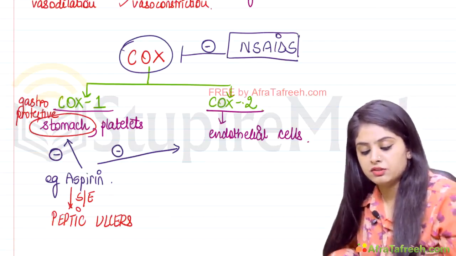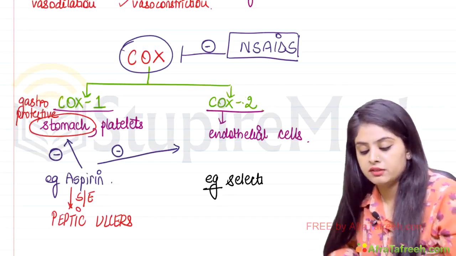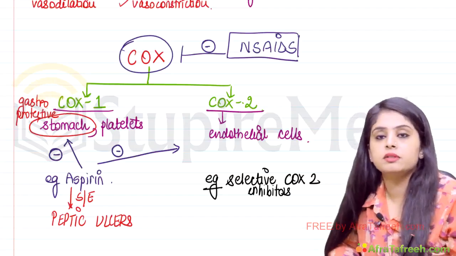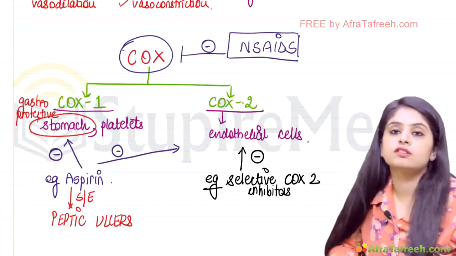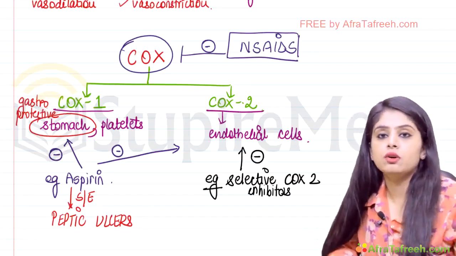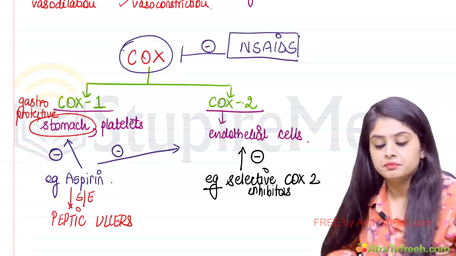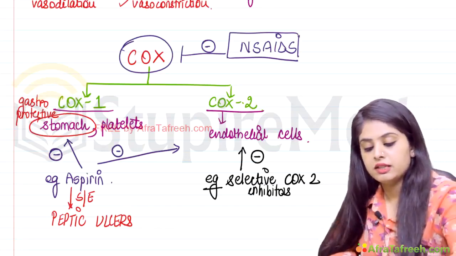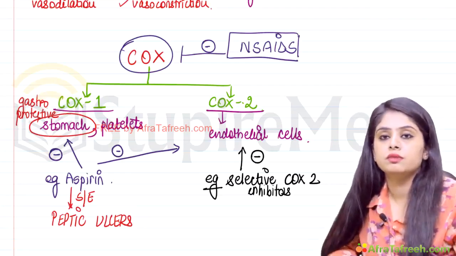So then the pharmacologists have come up with selective COX-2 inhibitors. Selective COX-2 inhibitors like celecoxib and meloxicam. They will only inhibit COX-2. They will not have any role on COX-1. Thus, they will not make the patient suffer from any type of peptic ulcer or gastric ulcers. But students, there is one thing that you need to know over here. They are inhibiting the COX-2, right?